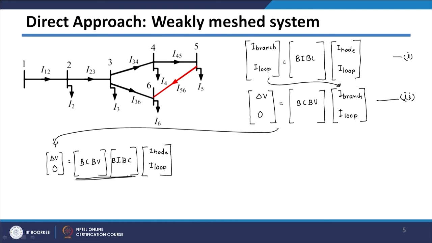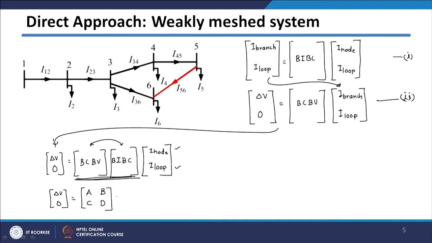Now you can see that in this case the I node currents are actually known because we can calculate them from the loads which are connected at each node. However, the I loop currents are unknown, so we need to eliminate them. To do that, let us see this multiplication, that is BCBV multiplied by BIBC. So, it will be delta V 0, and let us say this matrix is having 4 terms A, B, C and D.